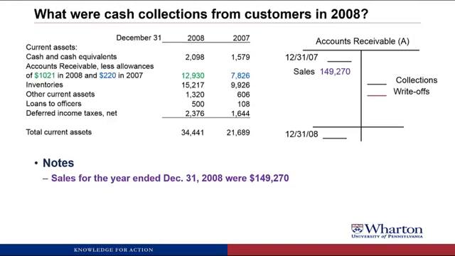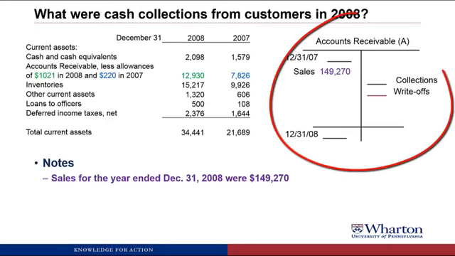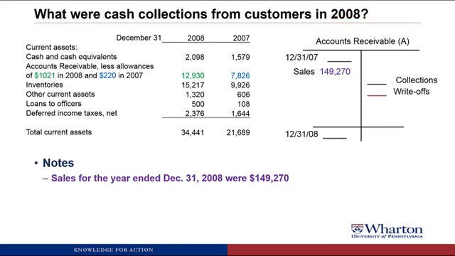Next, we're going to calculate TK's cash collections from customers in 2008. I've put the accounts receivable T account over here on the right, and we're going to fill in everything we know and see if we can solve for collections. We'll start with sales. Sales for TK for the year ended December 31, 2008 were $149,270.